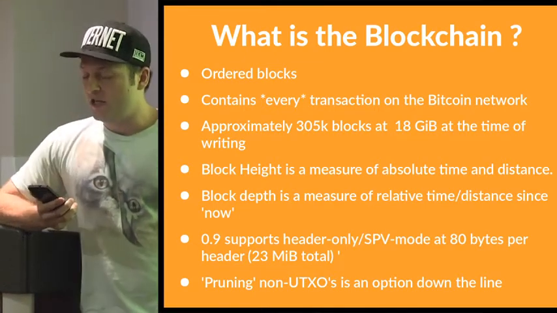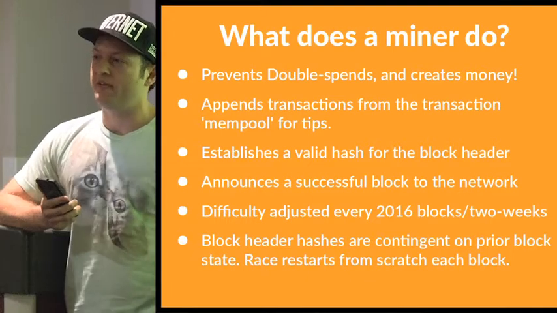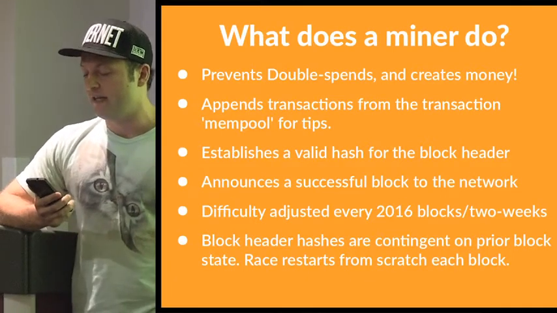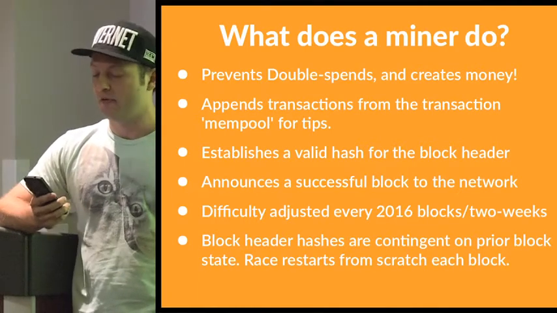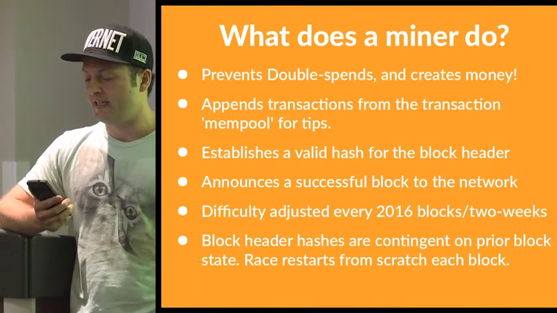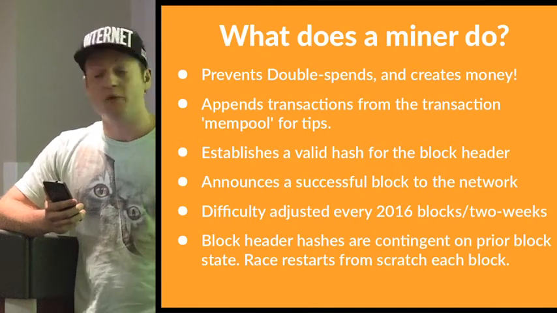So let's talk a little bit about what the miner does here. We definitely went over the process, but just to reiterate, mostly, the miner prevents double spends. He does that by ordering the transactions in the network. He appends transactions from the mempool into a block.